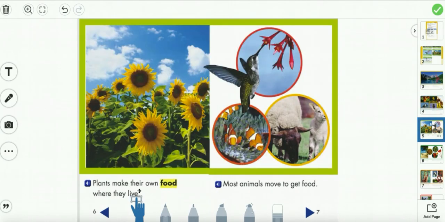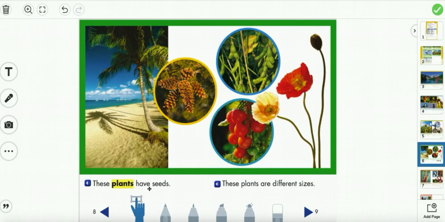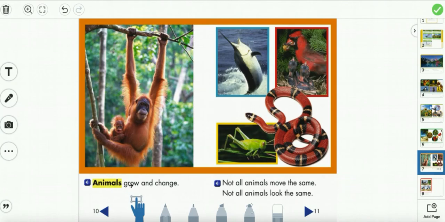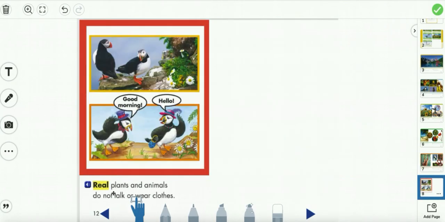Plants make their own food where they live. Most animals move to get food. These plants have seeds. These plants are different sizes. Animals grow and change. Not all animals move the same. Not all animals look the same. Real plants and animals do not talk or wear clothes.